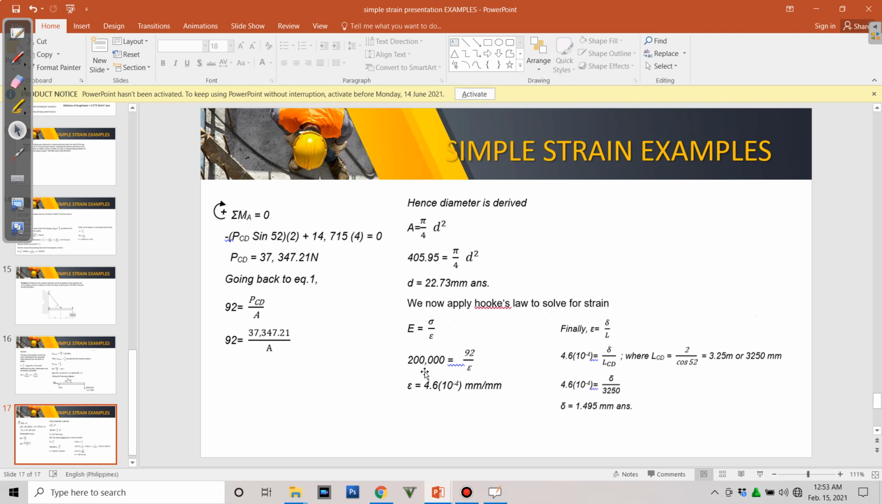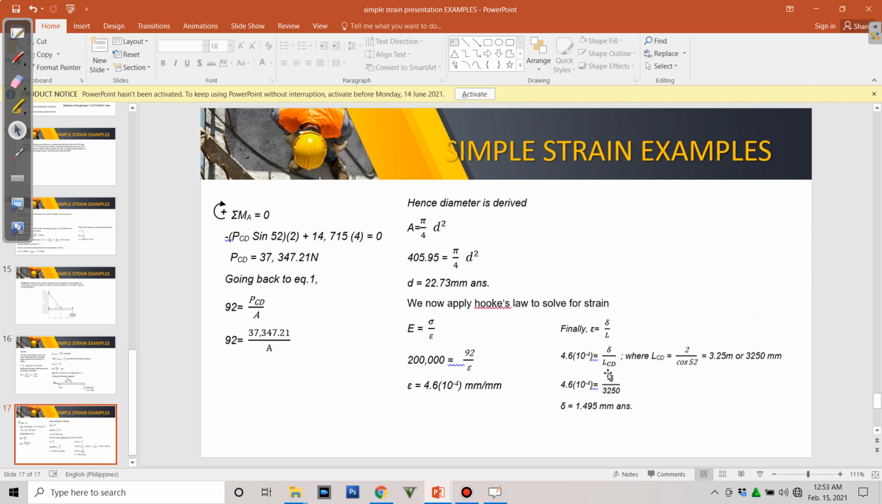Okay, so 200,000, actually this is the stress, 92, or the allowable. We have the strain to be equal to 4.6 times 10 raised to negative 4. So finally, to solve for the length of the bar, we'll just have to employ the formula of strain. Strain is equal to delta over L. So we apply it to the length of the bar.